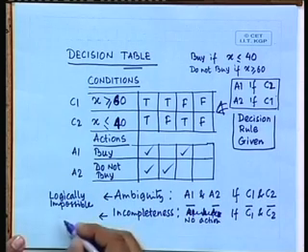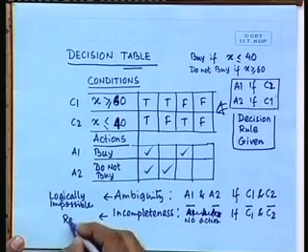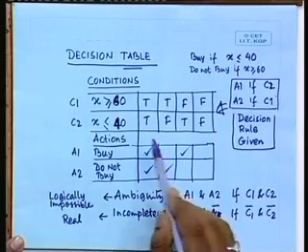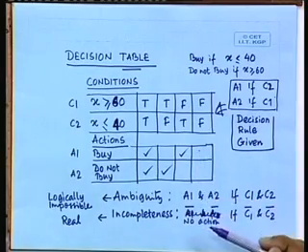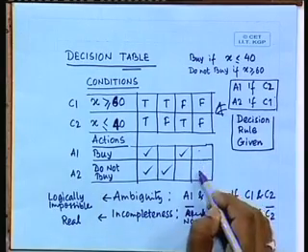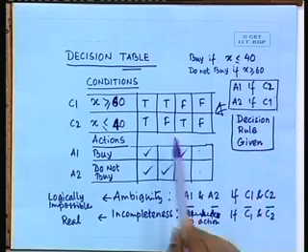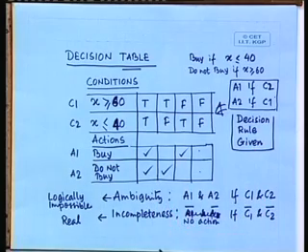It is a real incompleteness, because you can have a situation, suppose any value between 40 and 60, say a value of 50. No action is specified. So, you have found that this decision table has ambiguity as well as incompleteness. So, we should do something about it.